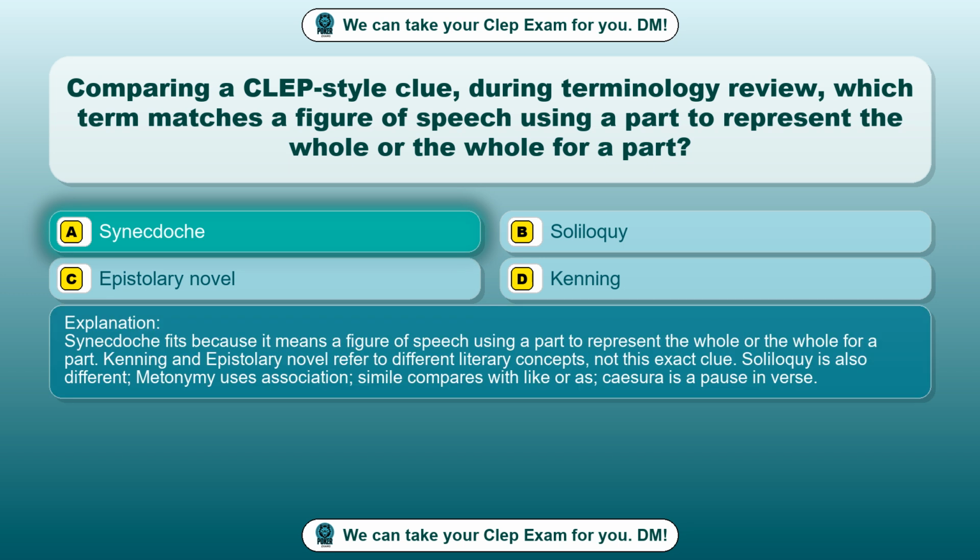Synecdoche fits because it means a figure of speech using a part to represent the whole or the whole for a part. Kenning and epistolary novel refer to different literary concepts, not this exact clue. Soliloquy is also different. Metonymy uses association, simile compares with like or as, caesura is a pause in verse.